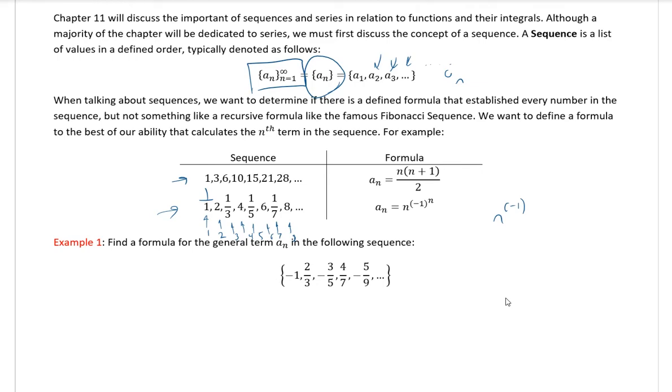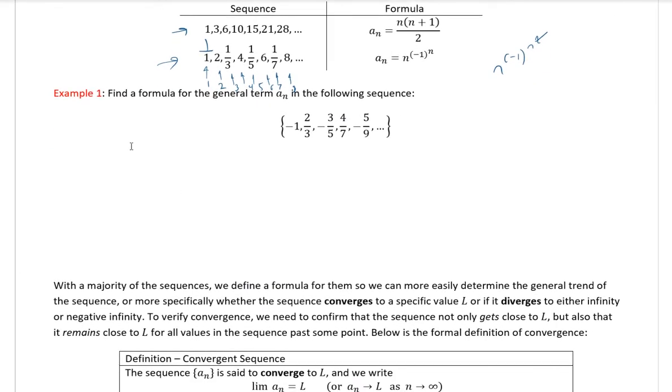So if we take negative 1 to the n itself, then when n is an odd number, it'll take it to the negative 1 exponent. But if n is an even number, negative 1 to an even amount will give you a positive 1 as a result. So you would just get the integer form of that value. So those are just a couple examples of sequences and trying to create a formula for them.